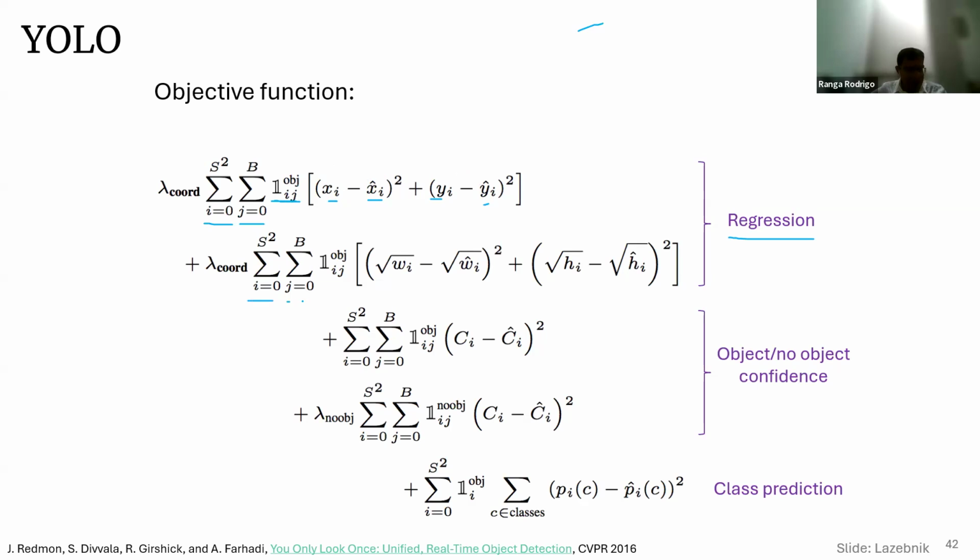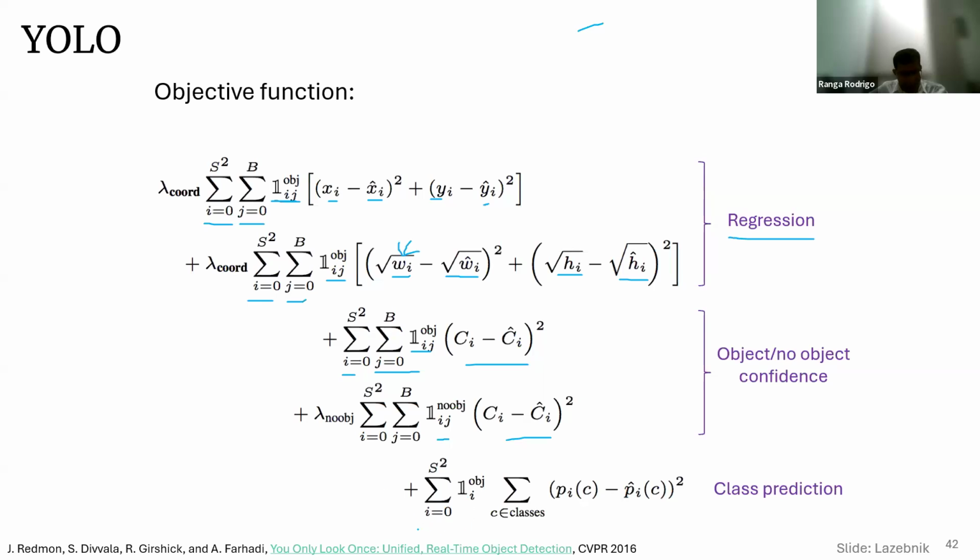For all the cells and all the boxes, if there is an object there, we try to make the predicted width and the ground truth width the same, and you take the square root. There's a reason for that. Then for all the bounding boxes and all the cells, if there's an object, we calculate the object confidence, and for the no object ones also, we calculate the no object confidence. There's a reason for that. If you're interested, please look at the paper.